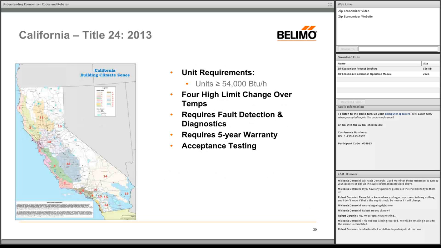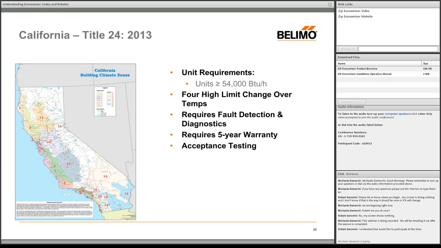Switching gears a little bit to California and their Title 24 requirements. California is a bit unique as they have actually changed their climate zones to have 16 different climate zones. All their units require economizers greater than 54,000 BTUs, as well as they have 4 different high limit changeover temperatures for their climate zones. They require very detailed fault detection and diagnostics, which go above and beyond what's required in ASHRAE, and also requires all economizers to have that 5-year warranty.